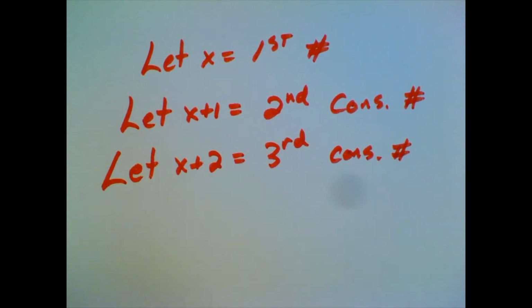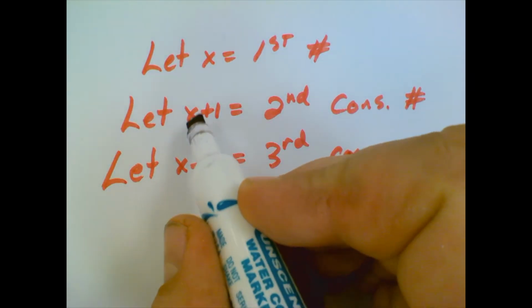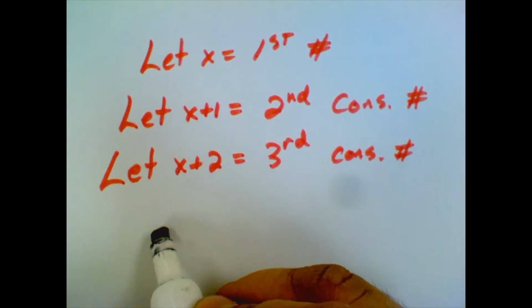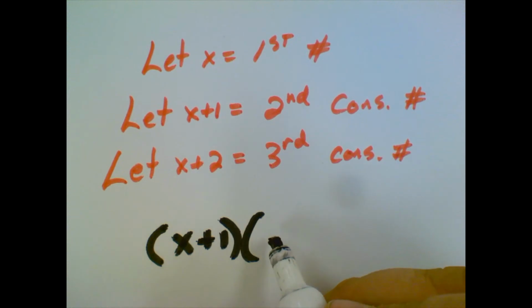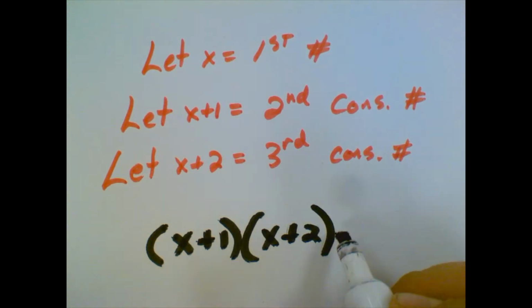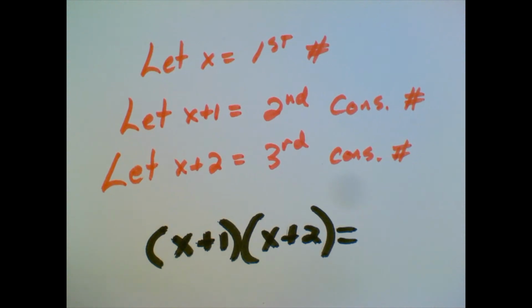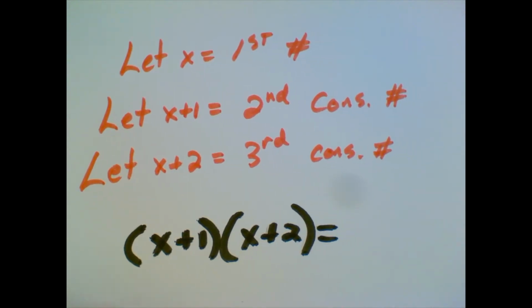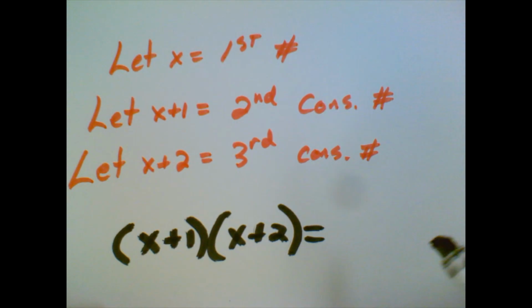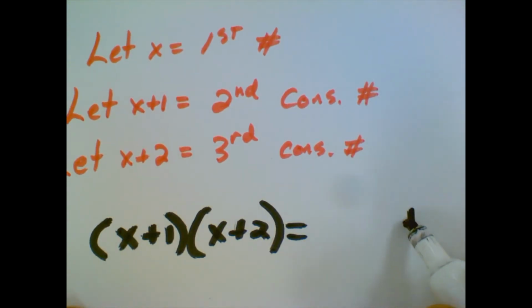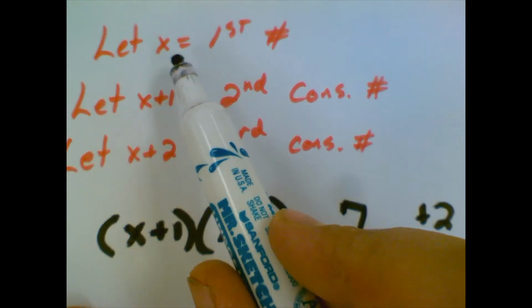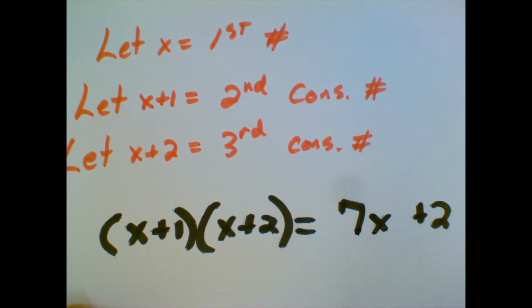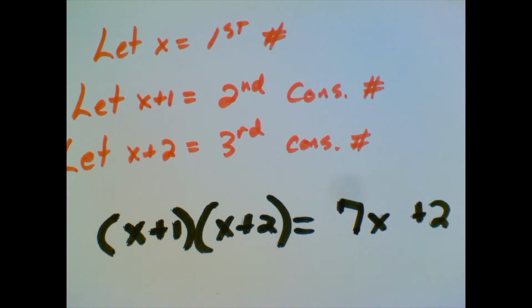Okay, so what does product mean? Product means multiplying, right? So we've got to take the product of those two. So the product of the second and the third is, now let me read this again, 2 more than 7 times the first. 2 more than 7 times the first. So 2 more than, that means we're going to add 2. 7 times the first, well, our first number is x. And there we have our equation, okay?